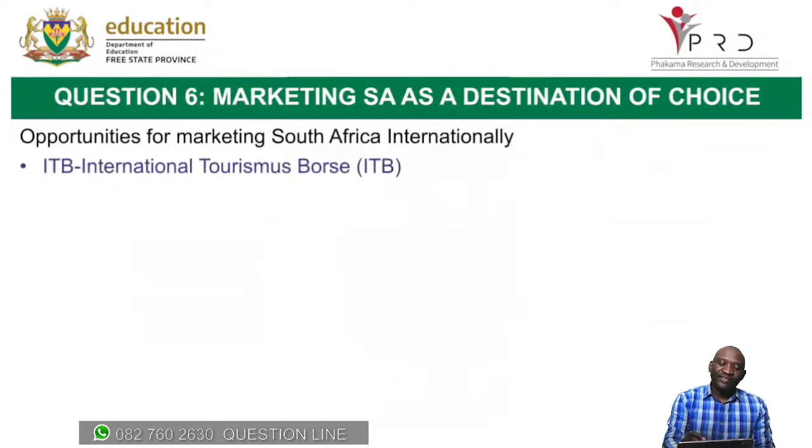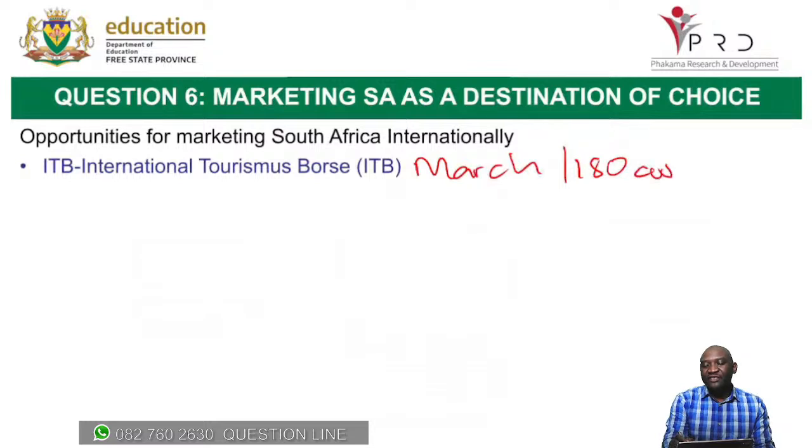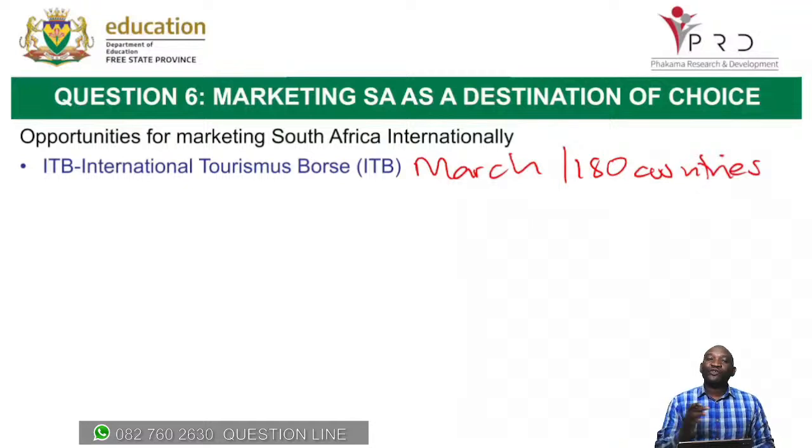We know that this one is the mother of the trade shows in terms of tourism, and it happens in March, and it reaches almost over 180 countries. So imagine a meeting place where there are people from almost all over the world coming to check which places they can send their people to. It's a good place for South Africa to market itself there.